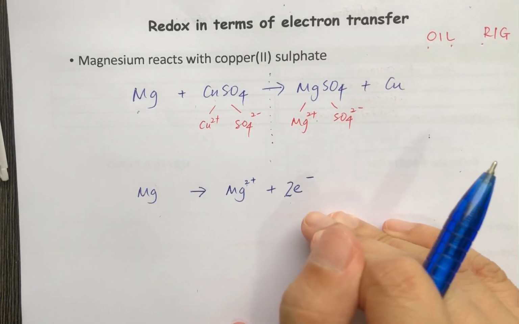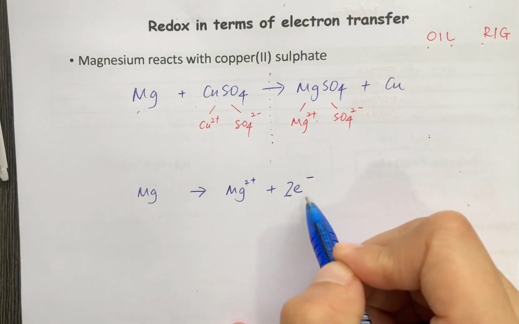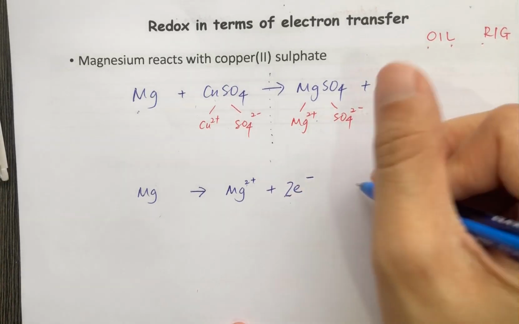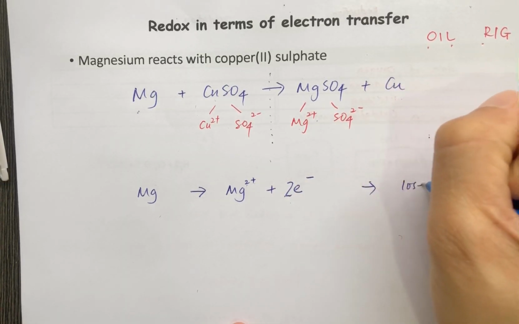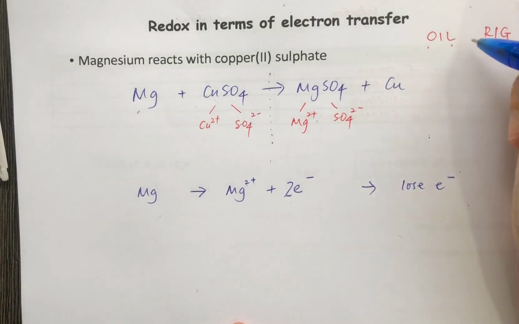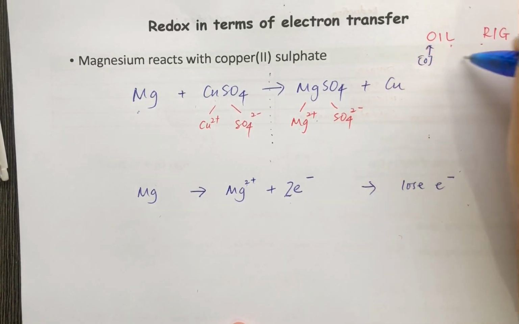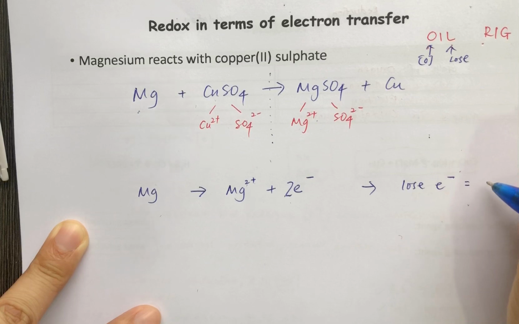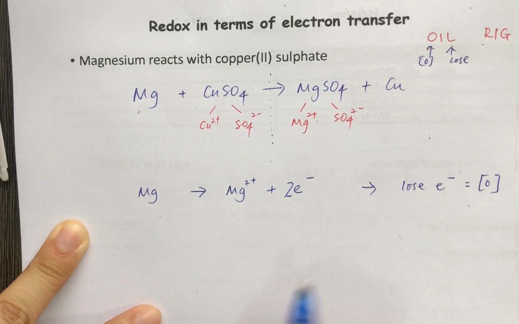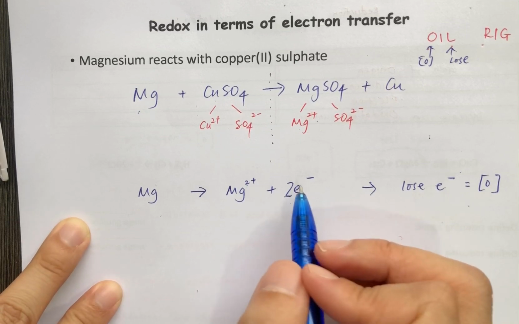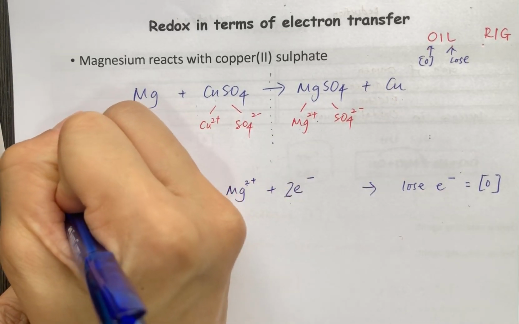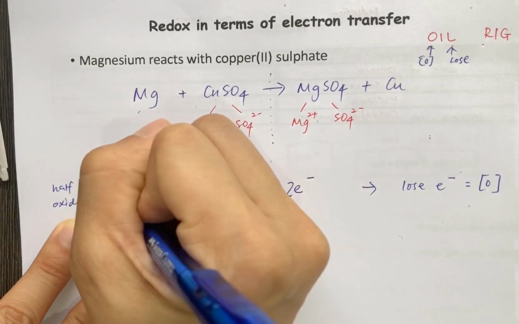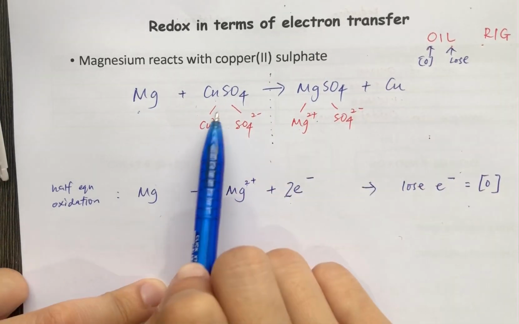Does that mean gain or lose electron? It's part of your product. Product means lose. Electrons on the right-hand side mean you lose electrons. So this Mg loses electrons. Oxidation means loss of electrons, so this is oxidation. So Mg becomes Mg2+ plus 2e- is the half equation for oxidation.